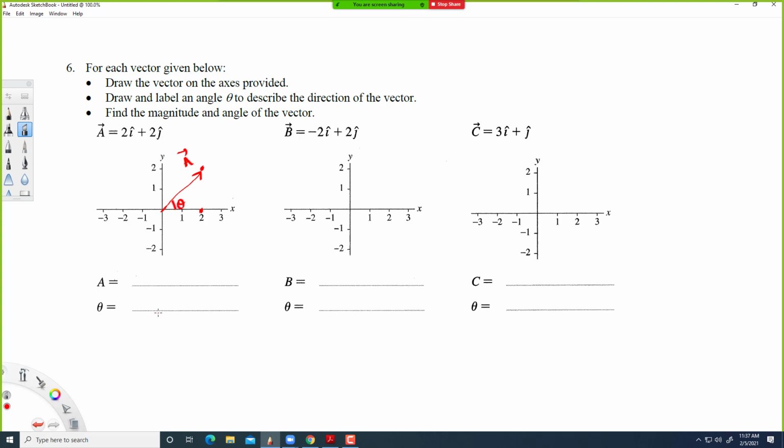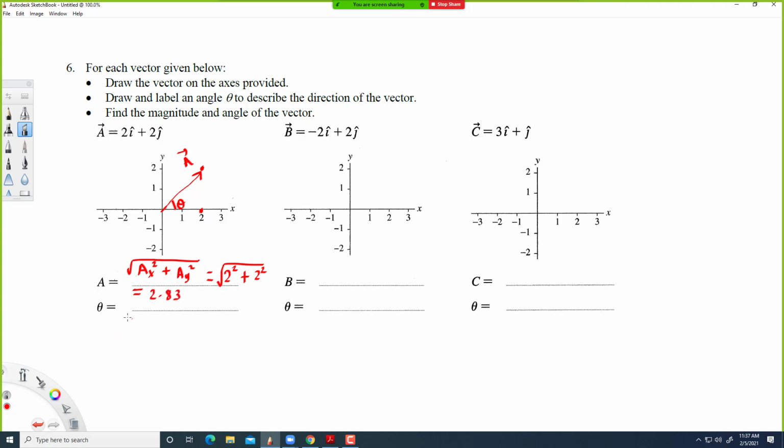Okay. Now magnitude, how do you find the magnitude? Use this Pythagoras theorem. Okay. So whenever you are asked to find the magnitude, square the x component, square the y component, add them, and then take the square root. Okay? That gives you the magnitude. So we have 2 squared plus 2 squared, square root of that. That is 2.83.